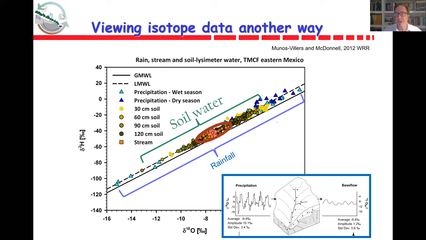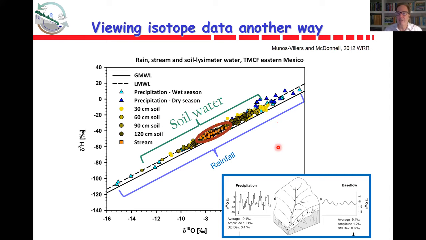The reason why I'm showing you this is that if we were to get any samples that plotted off this line, meaning above it or below it, that would be a telltale sign of a fractionation process that would tell us something physically. So above the line would be a telltale sign of condensation, and below the line would be a telltale sign of evaporation.